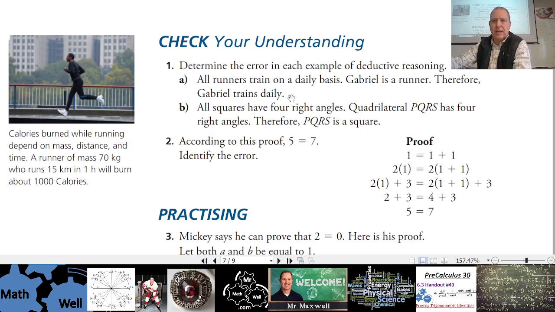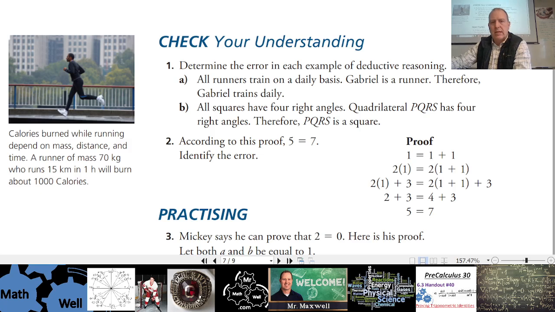Well, Gabriel could train daily. Gabriel could be a runner. But my problem is with this first statement. Did you see that? All runners train on a daily basis. Well, that could be incorrect because not all runners run every day. So the error would be in the premise or the initial assumption. For 1A, the error would be in this premise here.